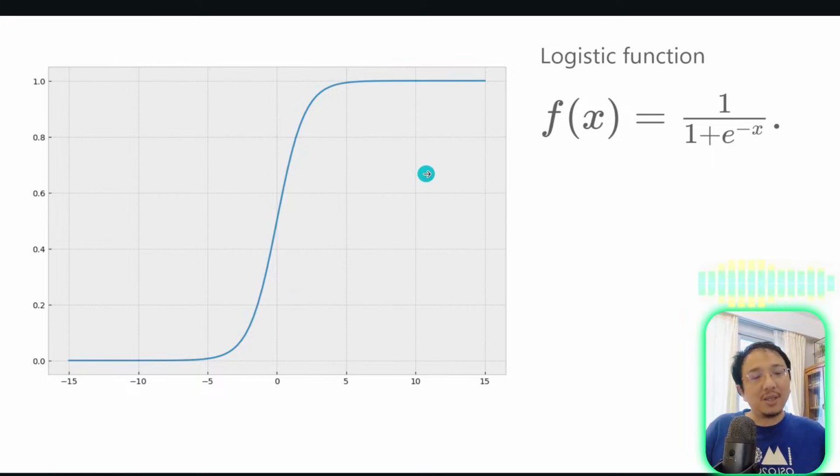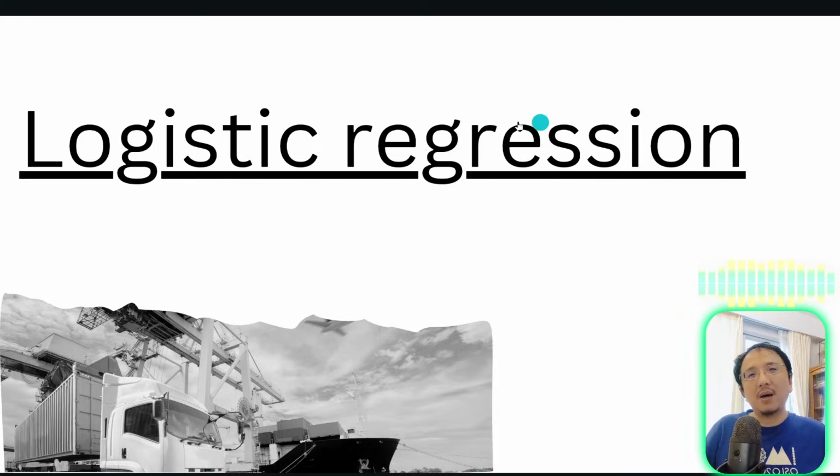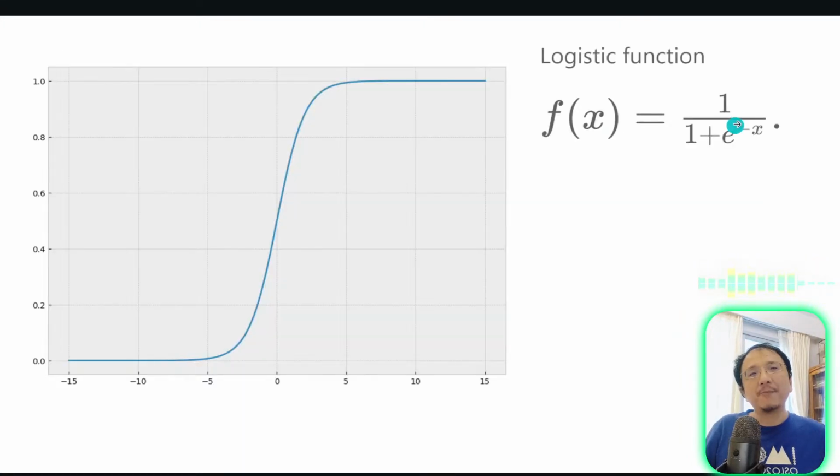At least they are bounded, the loss is bounded. So that's the idea of the logistic function. You can click through to the Wikipedia page to see the details. So basically we are still using linear regression, but before we output the result, we feed our output to the logistic function. So our output is going to be bounded between 0 and 1.